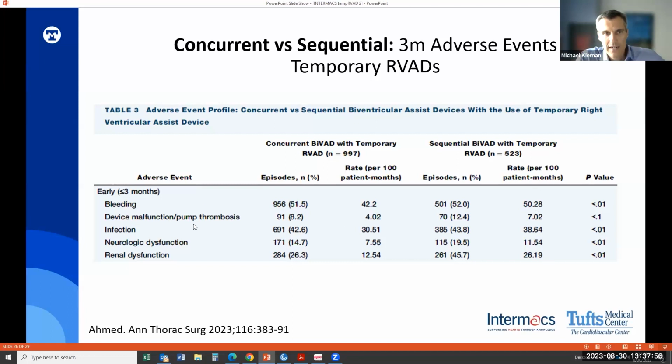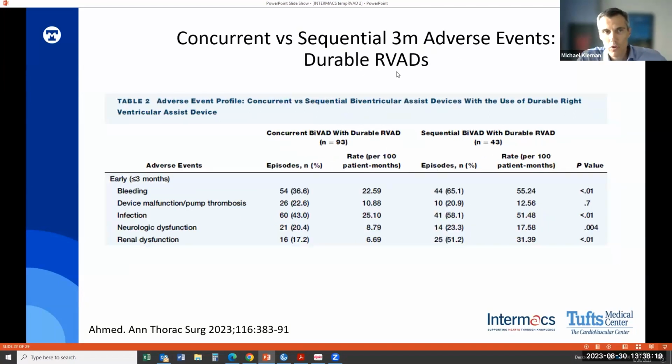So everything besides malfunction or pump thrombosis, patients who had a delayed or a subsequent RVAD had higher rates of bleeding, increased risk of infection, increased neurologic dysfunction, and increased renal dysfunction. And this was with the temporary RVAD cohort. The findings were analogous for the durable RVAD cohort, where they also had increased risks of those same adverse events. So they were not only more likely to die when they received a temporary or durable RVAD, but they had increased risk of bleeding, infection, stroke, and kidney failure.